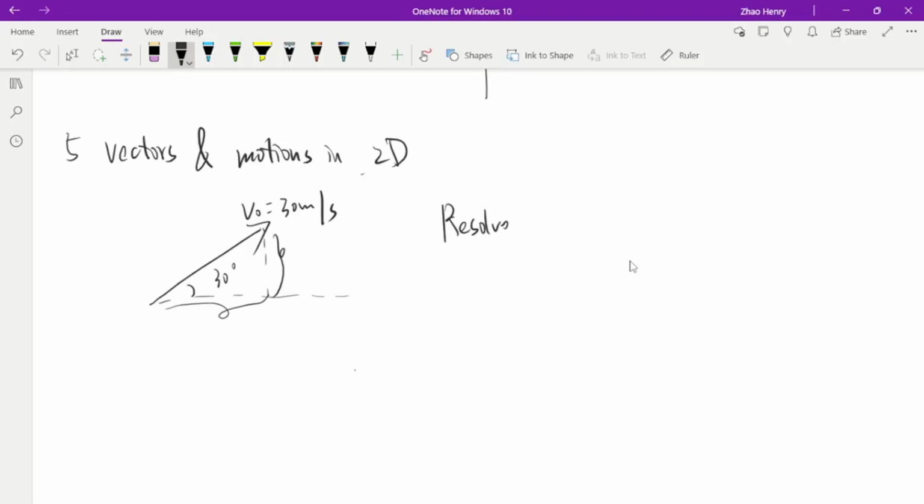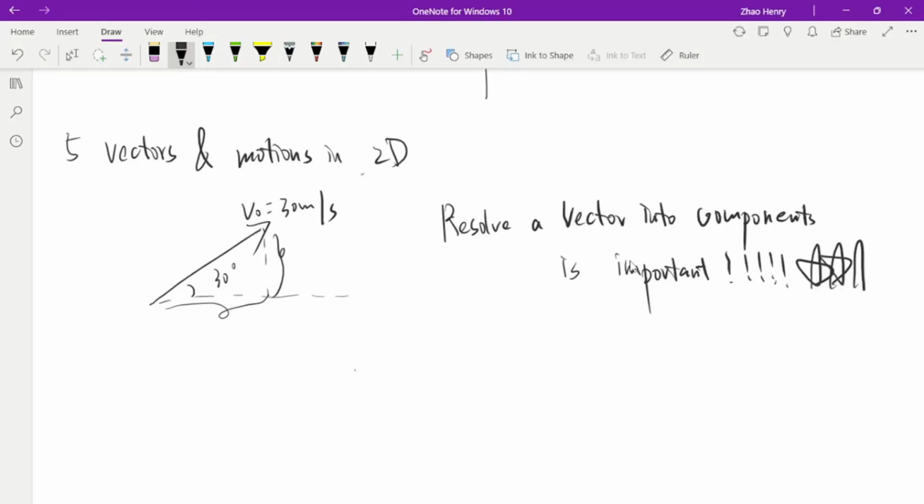In this topic, resolving a vector into components is very important. Let me use 3 stars. It's very important. Using trig. We don't like angles, so we love trig ratios. Using trig ratios.